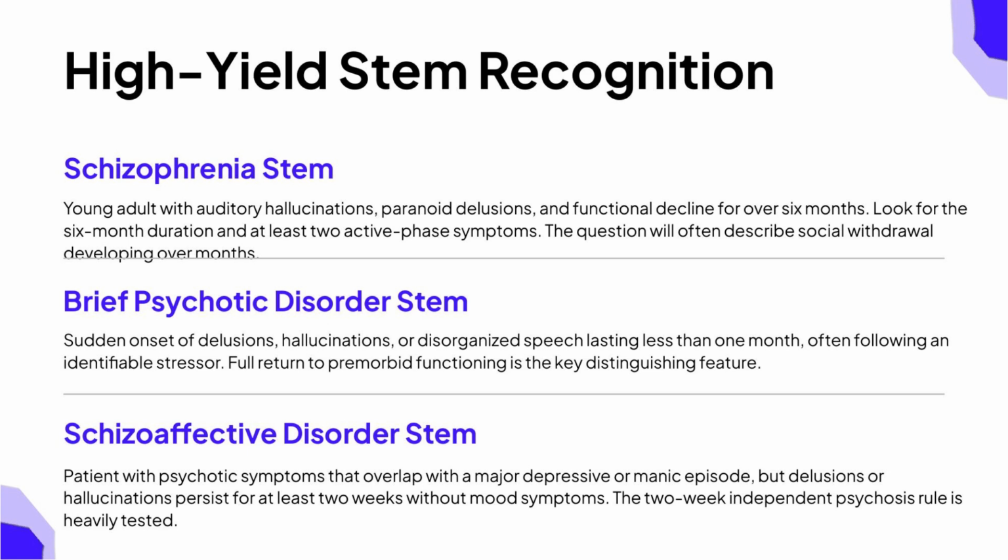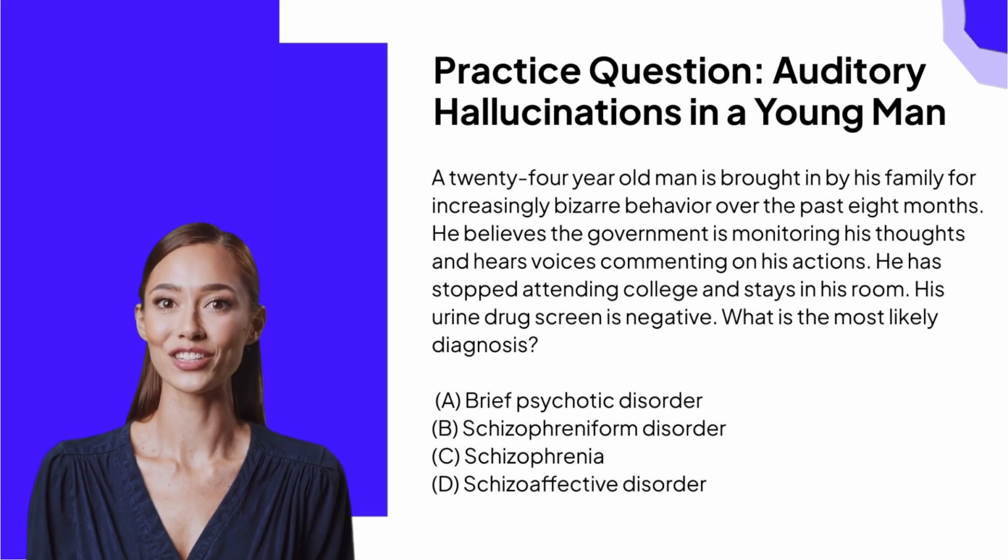For schizoaffective disorder, the stem will describe psychotic symptoms overlapping with mood episodes, but the critical detail is that delusions or hallucinations persist for at least 2 weeks without any mood symptoms. That 2-week independent psychosis period is the make or break detail on these questions. Let us work through our first practice question.